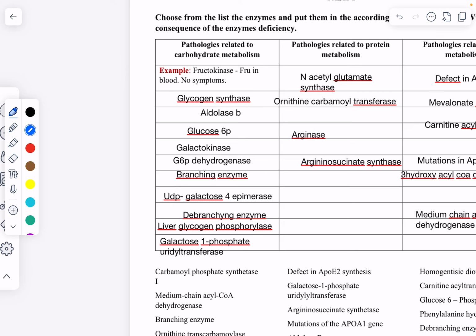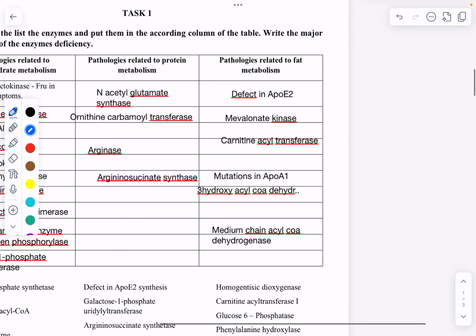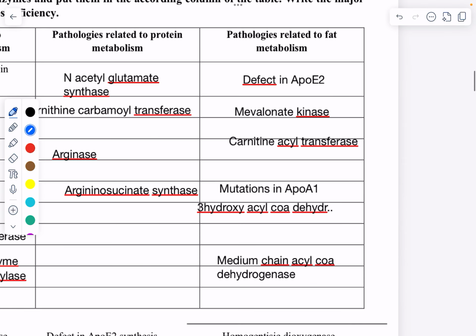Also, we could talk about fat. So let's go to the fat ones. Pathology is related to fat metabolism, like carnitine acetyltransferase. We know it's one of the most important enzymes for transporting acetyl coenzyme A to the inner mitochondrial membrane, so we could then proceed with beta oxidation. So if you don't have that, let's just say during fasting state, we can't produce energy once again, which could lead to vomiting and hypoglycemia and other diseases as well.